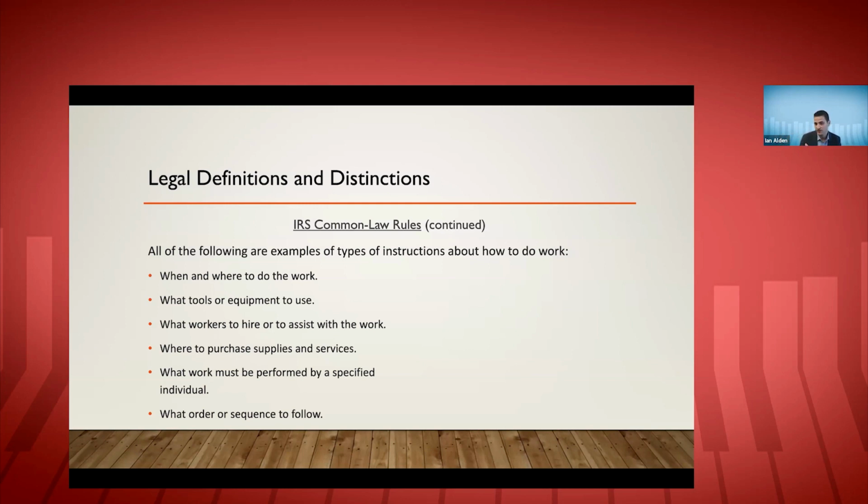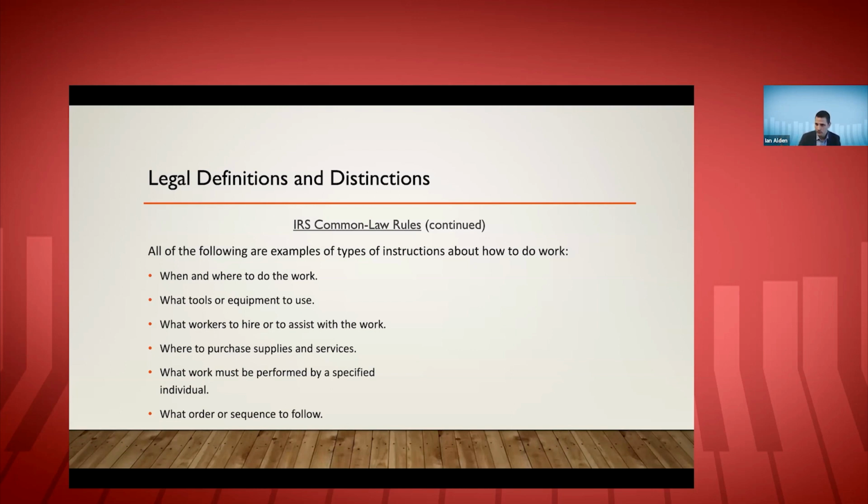Where they get their supplies or services, just don't go down that road. That way lies madness. What work has to be performed by specific individuals. If you were saying only this individual can perform these services, that's control. What order or sequence to follow, like what order they do the work in, which can apply to construction jobs. If, for example, you are hiring someone to do, they're subcontracting a bathroom reno, and then you tell them you have to do the sink first and the shower, etc. That is a sort of control.